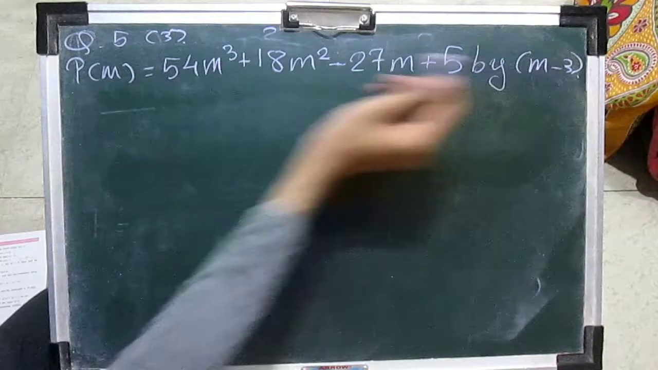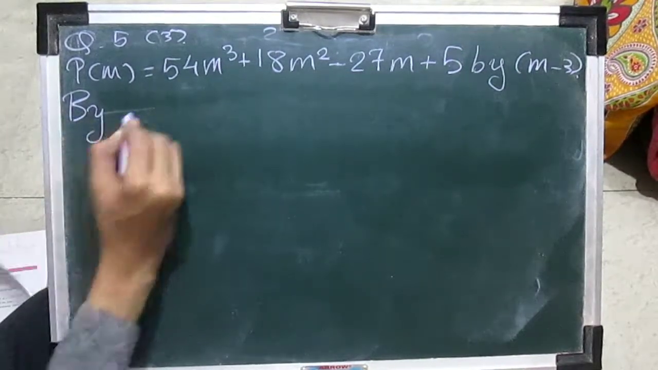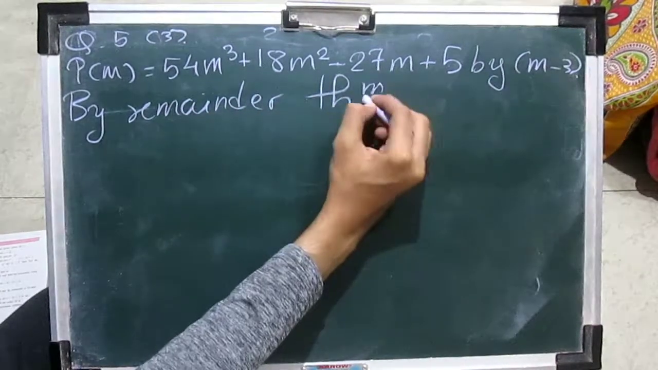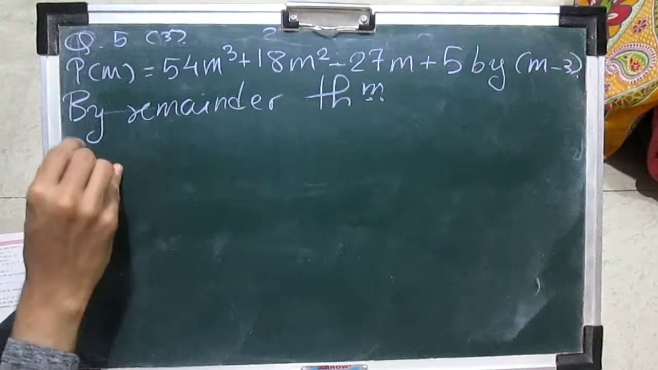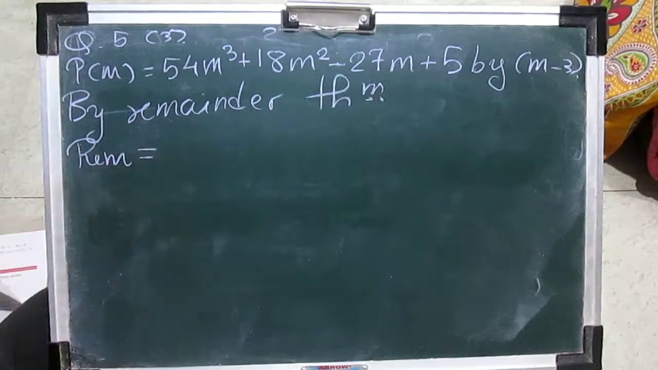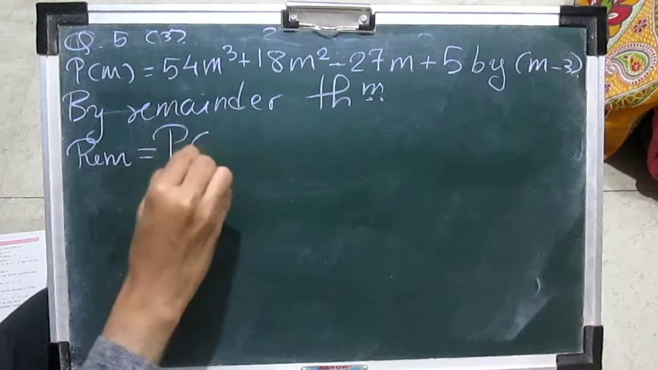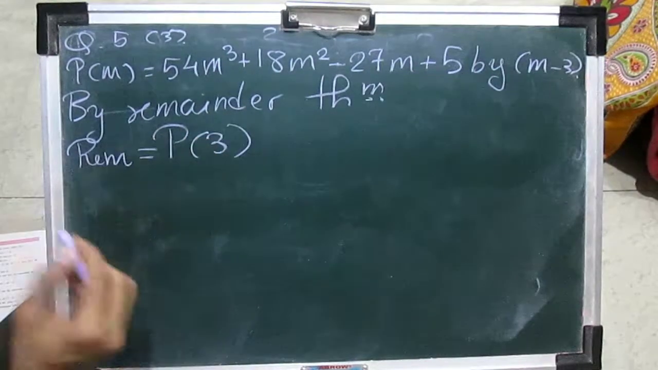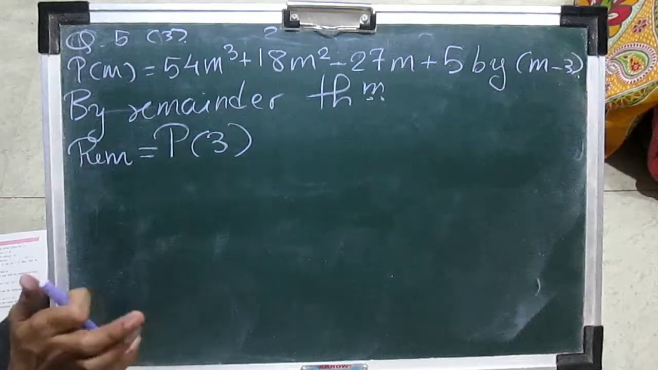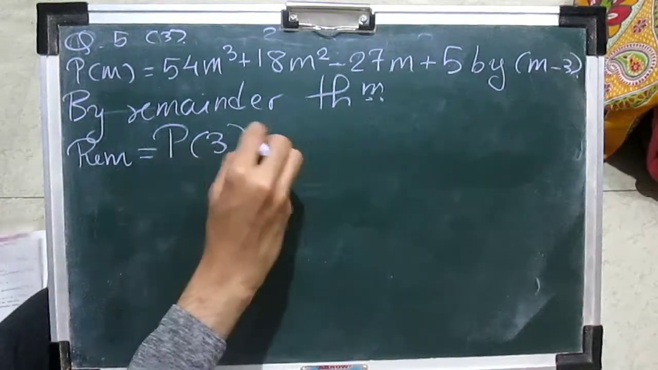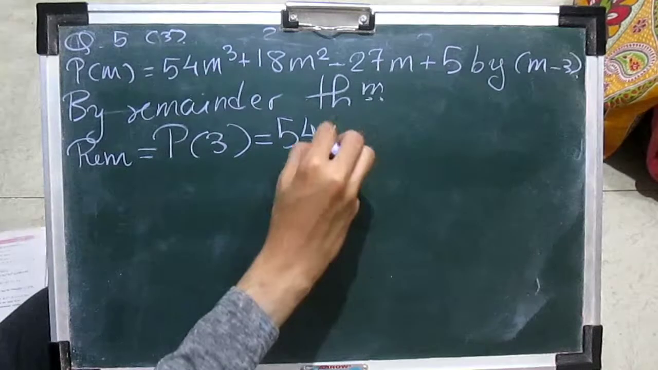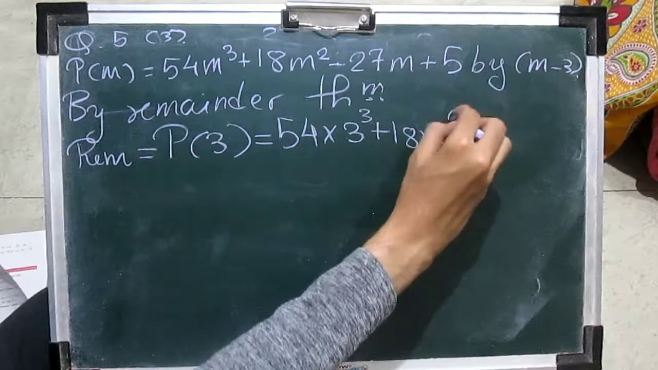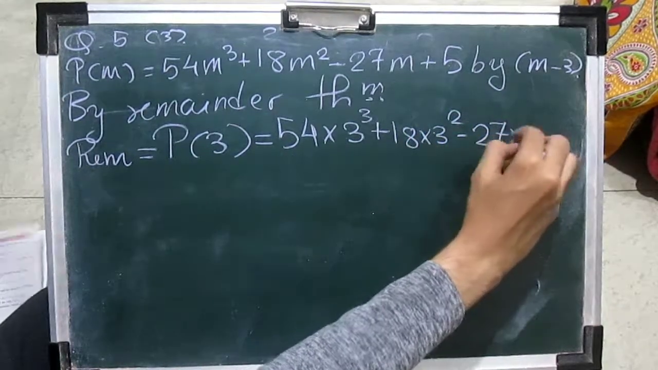Okay, so we know by the remainder theorem, the remainder is equal to what? We know it is the same as the value of the polynomial at some particular point. We are dividing by m minus 3, so it is the value of the polynomial at 3. Correct? So we are supposed to find the value of the polynomial at 3, nothing else. So this is the same as 54 into 3 cube plus 18 into 3 square minus 27 into 3 plus 5.